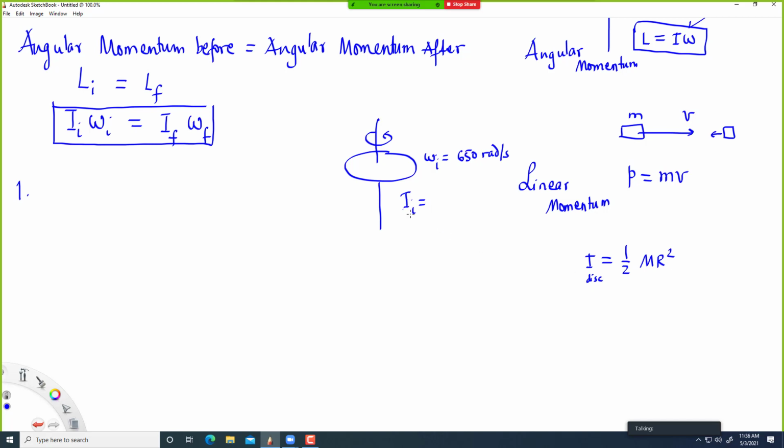Combined moment of inertia of that disk. Now we have another disk on top of that. We drop that. Okay. And then after dropping, we'll have combined disks, one the bottom one and one on the top. And for the combined one, the moment of inertia would be moment of inertia of disk 1 plus moment of inertia of disk 2, and its final velocity will be omega F. This is what we need to find.